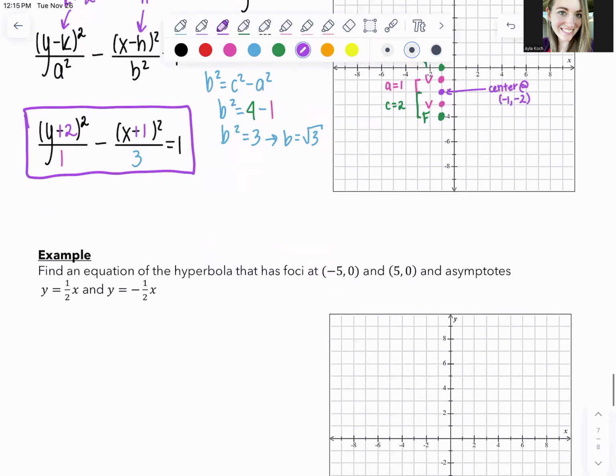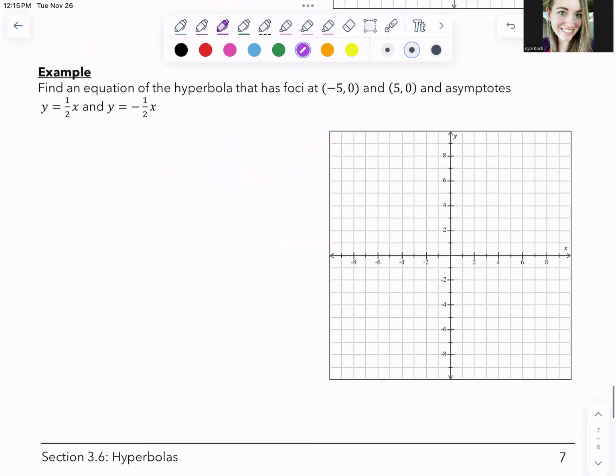Easy peasy. This next one's a little more complicated, and there's some trickery to it. So find an equation of the hyperbola that has foci at (-5, 0) and (5, 0) and asymptotes y equals 1/2 x and y equals negative 1/2 x. I love drawing pictures, so I'm going to do that. Foci right there. I'm going to draw those foci in, so (-5, 0) and then (5, 0). And I'll deal with those asymptotes in just a moment.